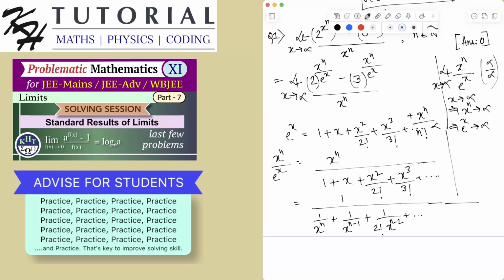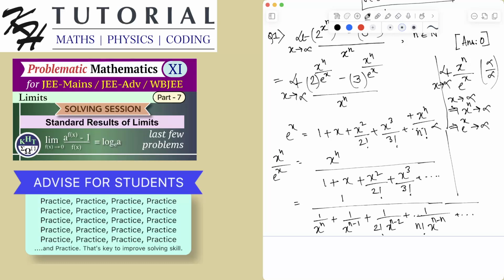So somewhere it will be x to the power n divided by n factorial, and I will have x to the power n minus n, and then again it will go on. So at one point in the expansion series of e to the power x, somewhere it will be x to the power n divided by n factorial.